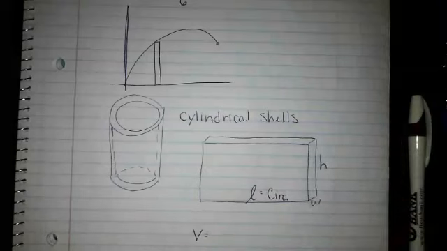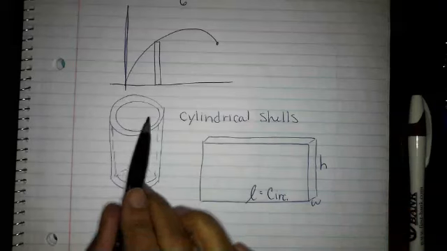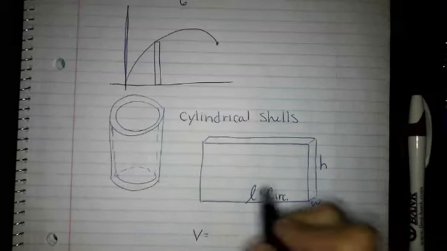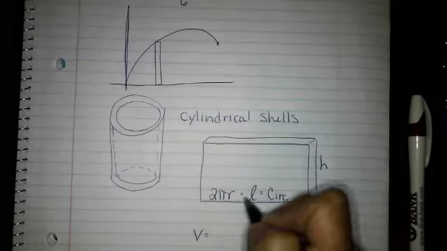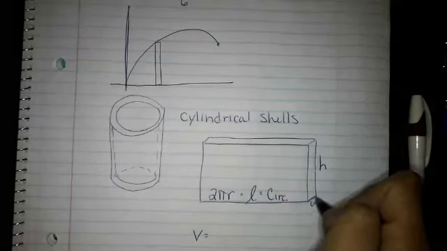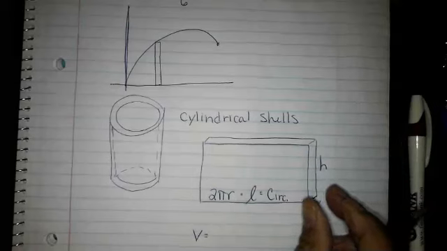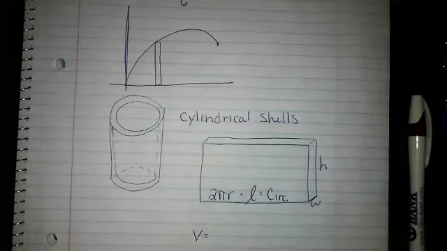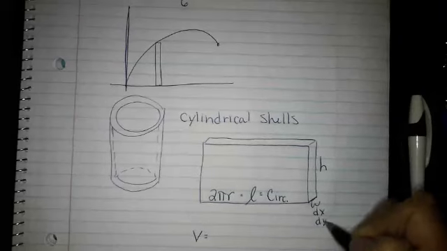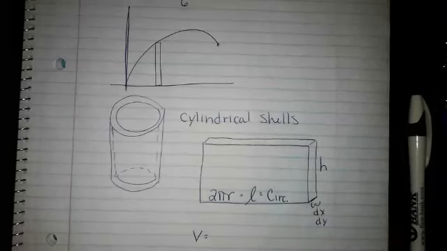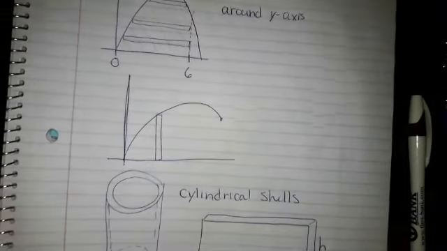And if you remember how to get circumference of any circle, it's pi d, but we're going to put it in terms of radius, so it's going to be 2 pi r. So the length, what we're going to use is 2 pi r for the length. The width is our thickness. That's either going to be dx or dy, depending on which way our rectangle goes. And our height is determined by the function.